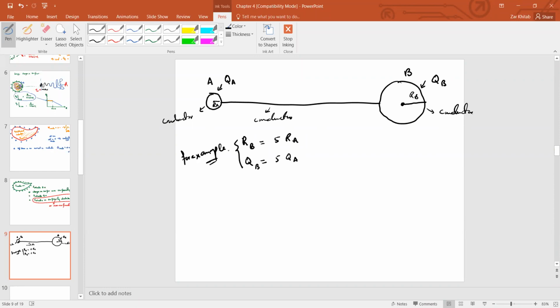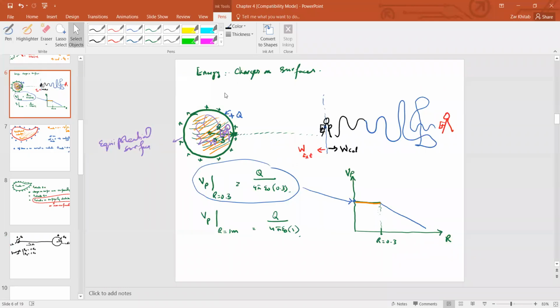Last time I mentioned every sphere will have a finite capacity. If you remember, I was talking about this thing, that VP equals Q over 4 pi epsilon naught R. You remember this? And we said from this equation, charge is VP into 4 pi epsilon naught R. This is the equation.